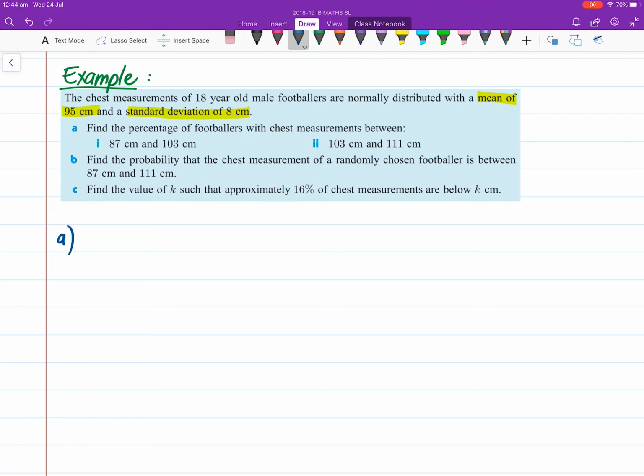First let's visualize what we're doing. If this is your normal distribution graph, it says it's normally distributed, so that's why I know it has this shape. Let me draw this a little bit closer. Okay, there we go, a bit closer, approaching the x-axis. This is your mean here, which we put as mu, and our mean is 95 centimeters.